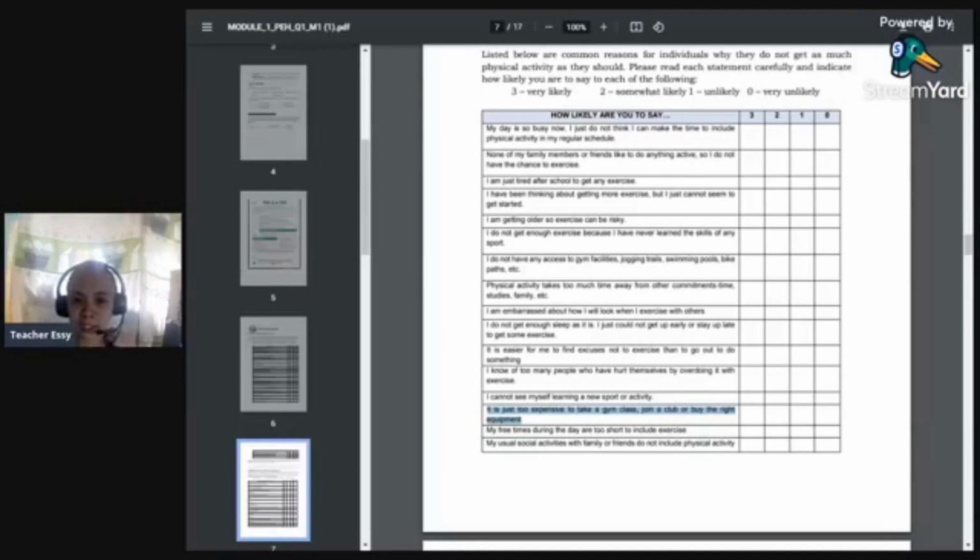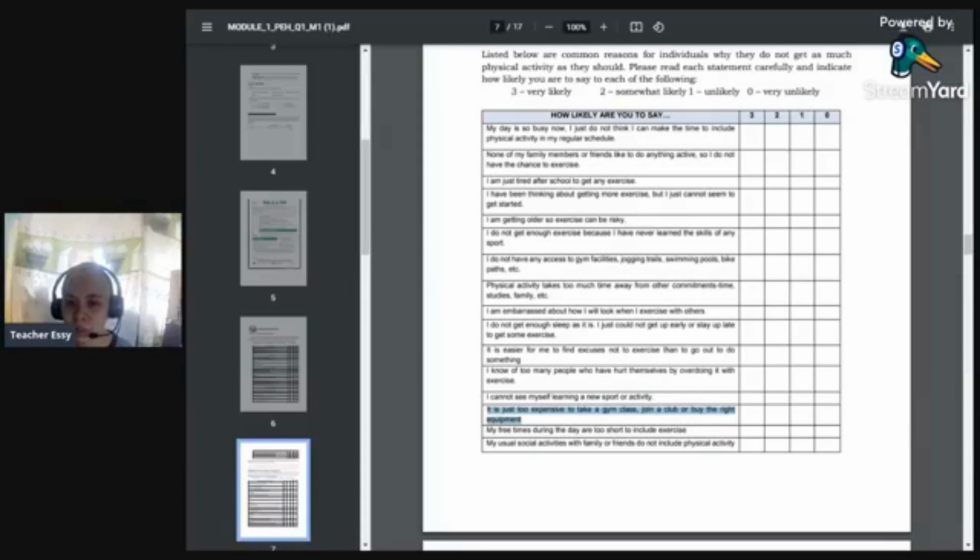Number 15, my free times during the day are too short to include exercise. So yung free time mo sa maghapon konti lang. So hindi ka na makapag-exercise. Again, if it's very likely, you write number 3. If somewhat likely, number 2. If unlikely, number 1. If very unlikely, 0. Next number, we're almost done. Just 7 more.